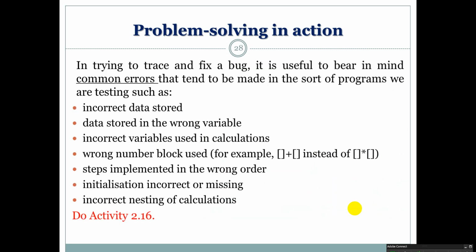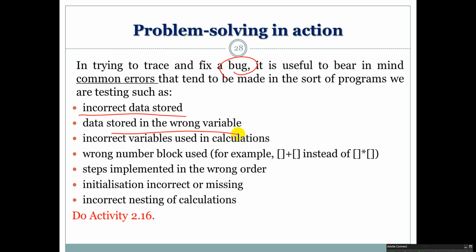In trying to trace and fix the problems, that is what we call the bugs, the problems or the errors or the mistakes inside the program. So it is useful to bear in mind common errors that tend to be made in programming. For example, incorrect data stored. Sometimes we store incorrect data. Let's say that we store the price of a ticket which is an incorrect price. That will also lead to an incorrect result.